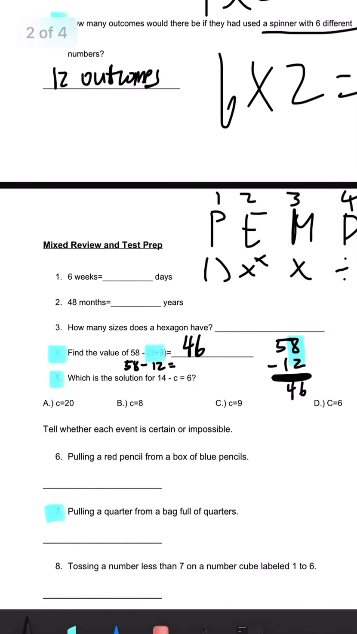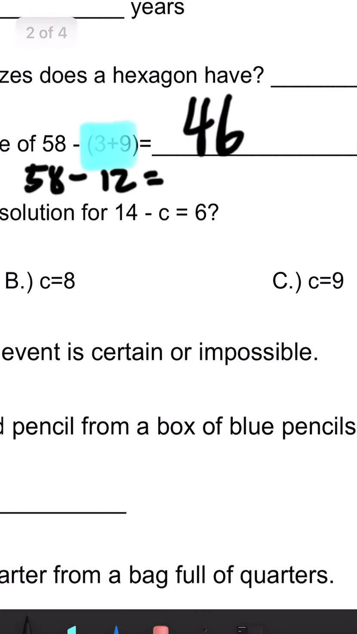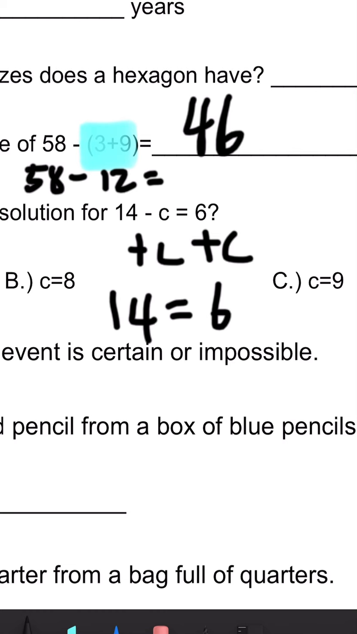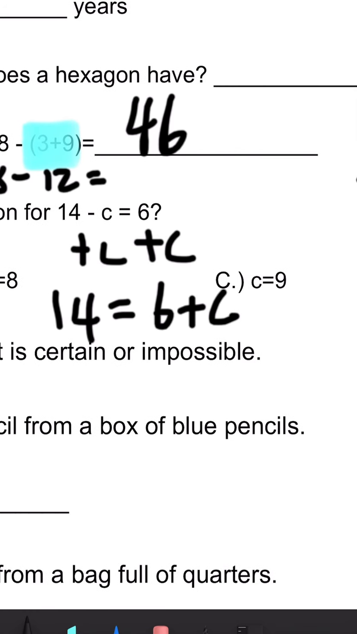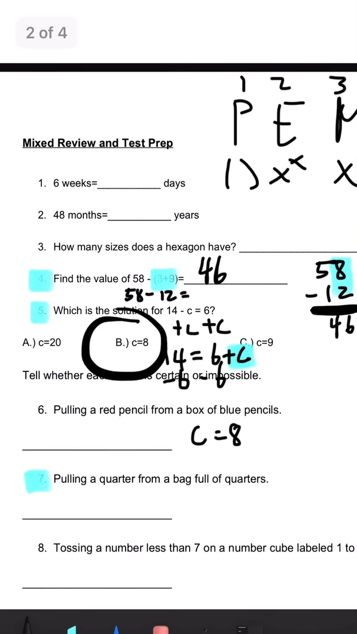Number 5, which is the solution for 14 minus c equals 6? We want to solve for c, and in order to do that, we're going to add c over first. So we get 14 equals 6 plus c. Our goal is to isolate c, get c by itself. So we'll be subtracting 6 from both sides, and we'll get c equals 8. So our answer choice is B.